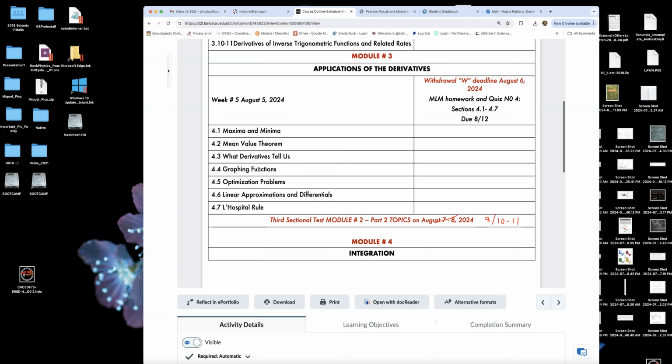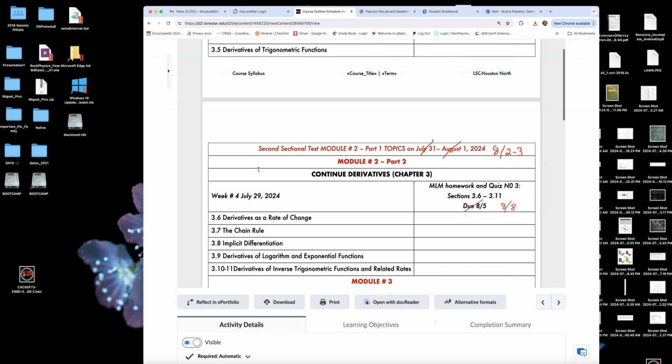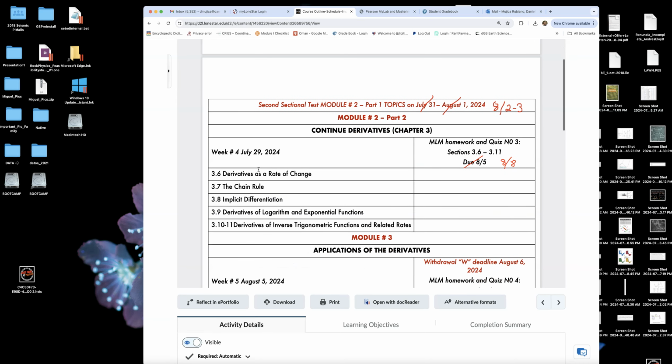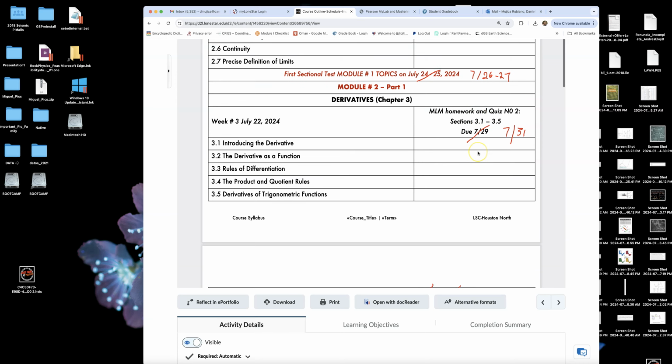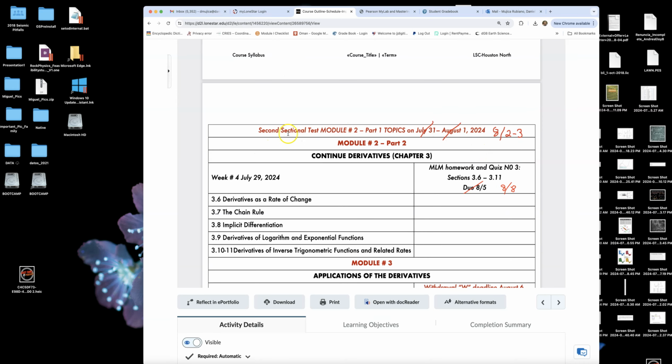By the end of today or early tomorrow, you will see the update in your gradebook about homework and quiz number 2, and of course the result of the second sectional test. Okay, so you will see those grades in D2L at the end of today or very early tomorrow. Just allow me the day of today to complete that.